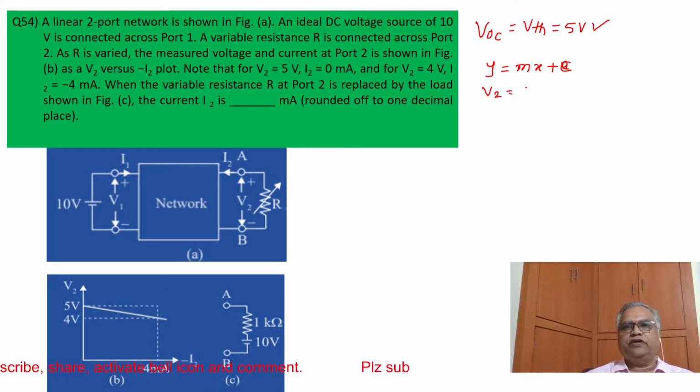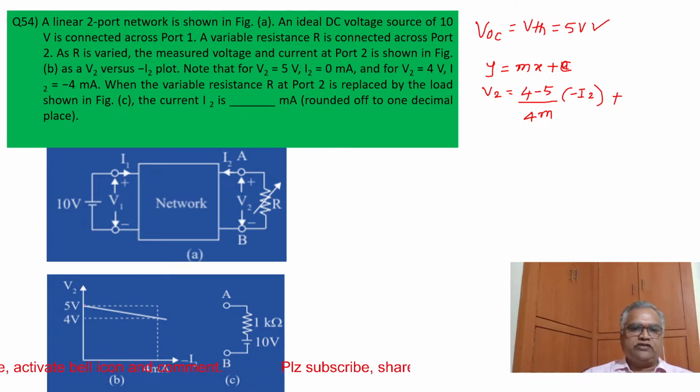4 minus 5 divided by the horizontal variation, which is 4 milliamps, here 0. So 4 milliamps only. What is the x variable? Minus I2. Plus c is the intersection of the line with the y-axis. So where is it intersecting? 5.